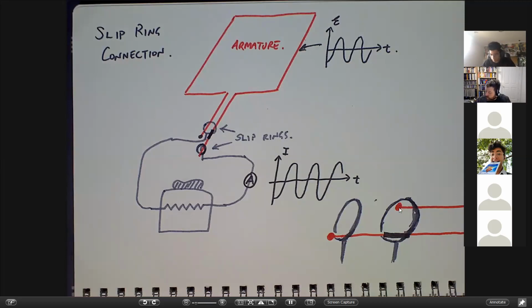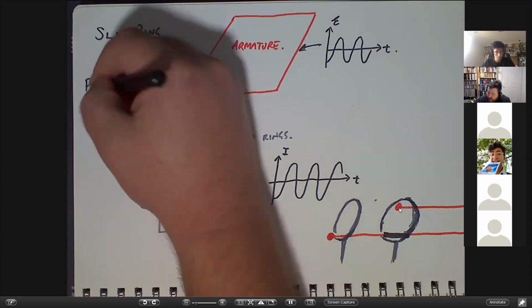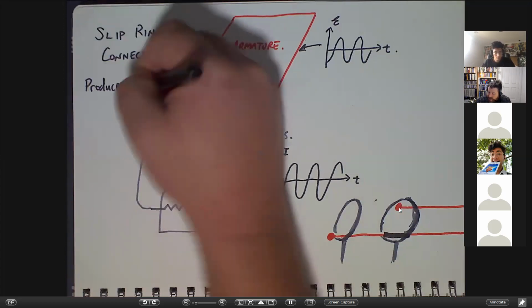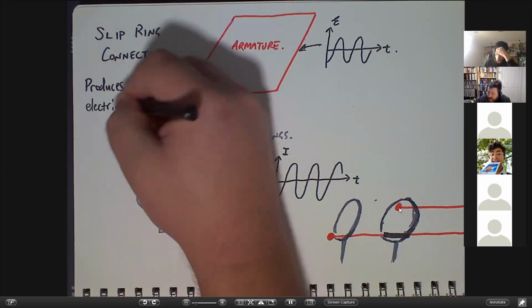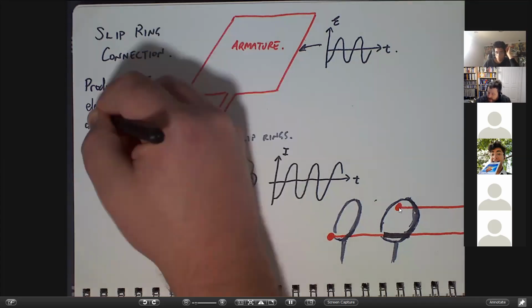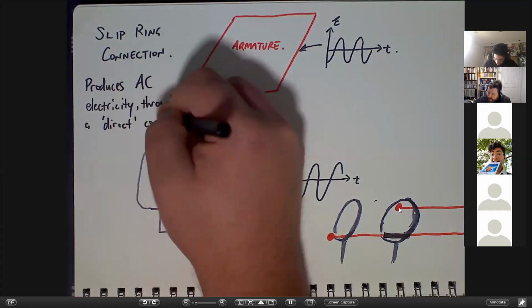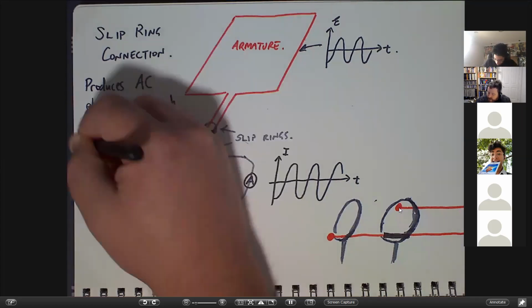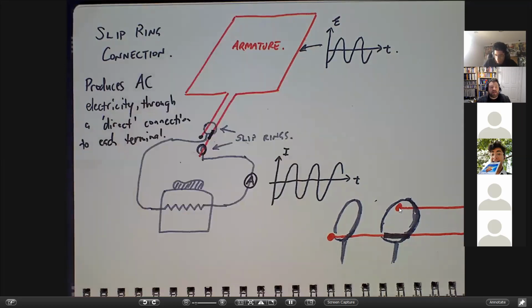Okay, so this produces AC electricity through a direct connection to each terminal. Okay. Does anybody have any questions about that?